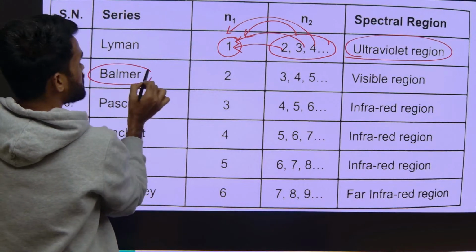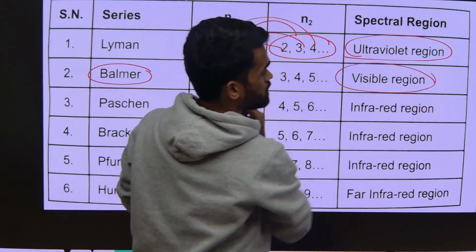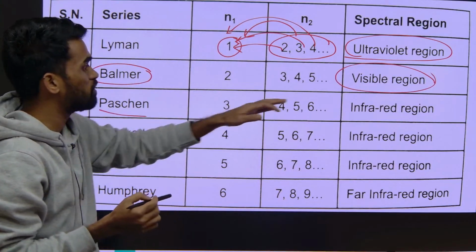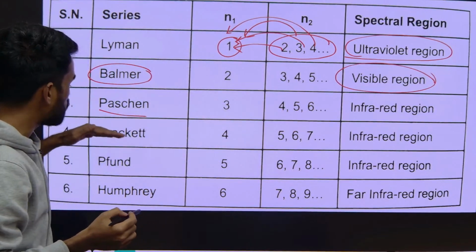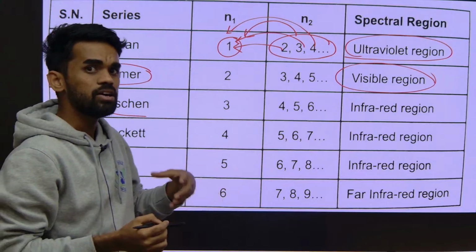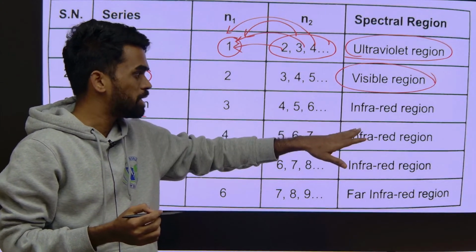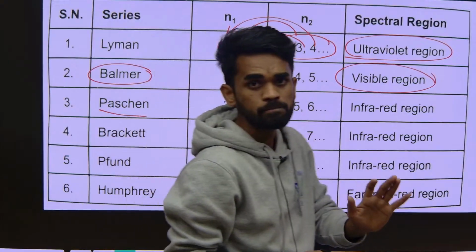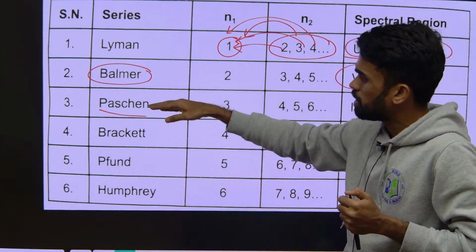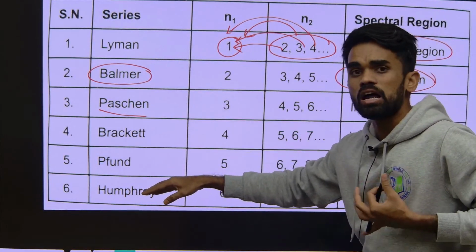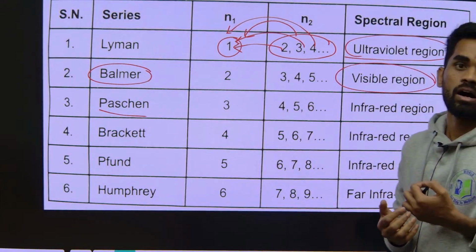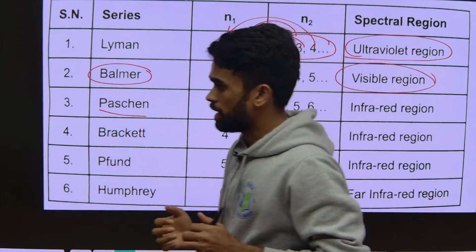And the Balmer series will appear in the visible region. For Paschen, it will be IR, and for Brackett, Pfund, Humphrey, all these are IR, or you can remember this as near IR, mid IR, far IR, in that way, okay? But all these lines from Paschen series to Humphrey will be seen in the IR region, okay? Right.